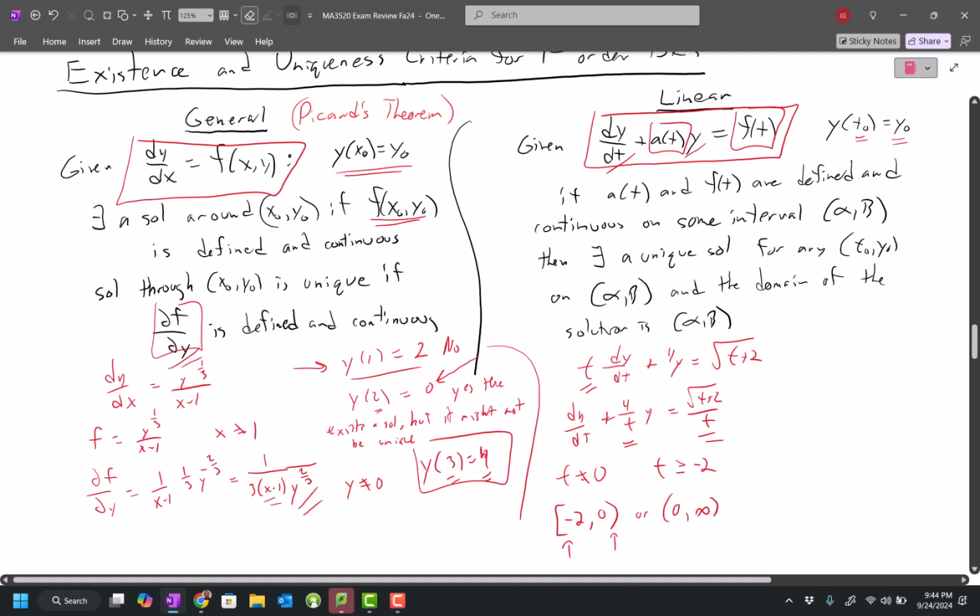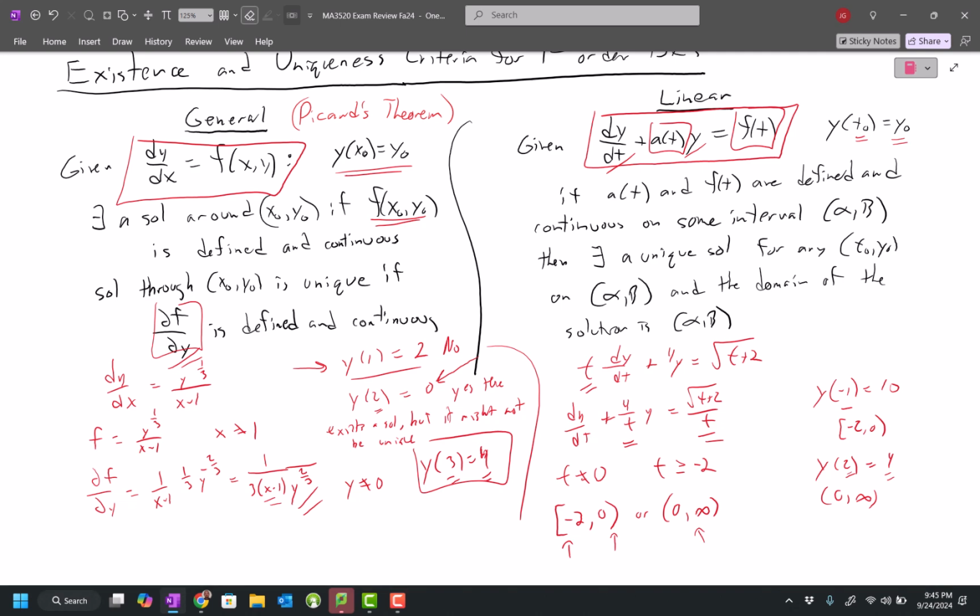So then I might ask, what if I had the initial condition y of -1 equals 10? In this case, because t is -1, I know there will exist a unique solution through this point, and that solution will have a domain from -2 to 0. However, if I had another condition, y of 2 equals 4, there would exist a unique solution that satisfies the condition, but now I'm living in the other interval, so this solution would have a domain from 0 to infinity. All right, that really wraps up our existence and uniqueness criteria for first-order differential equations.